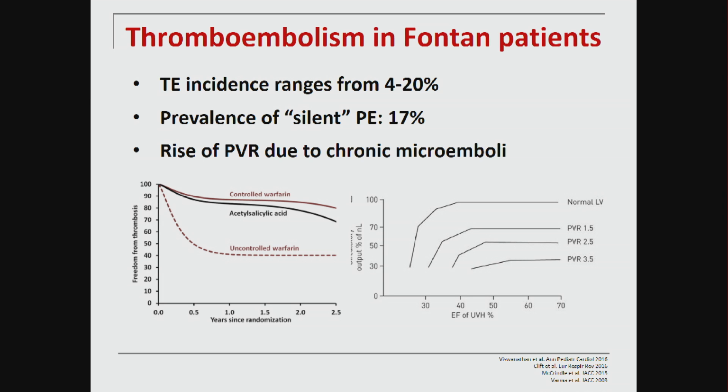But not only is symptomatic or clinically prevalent thromboembolism important, but also the prevalence of silent pulmonary embolism is high, up to 17% in these patients. And such chronic microemboli in the pulmonary vasculature could also raise the pulmonary vascular resistance. You can see that, for example, in Fontan patients on the right graph, where while the PVR increases, the circulatory output also decreases, which adds more reason why this should be prevented.